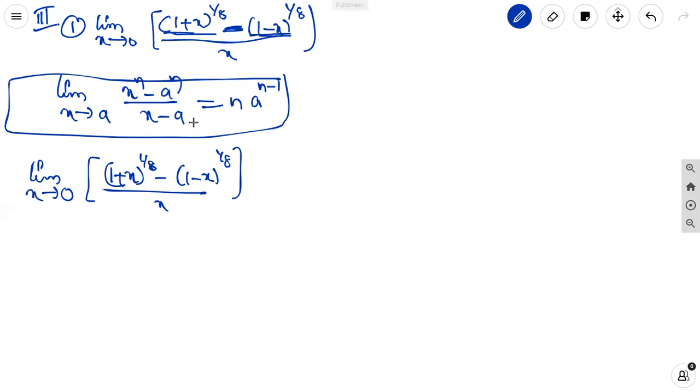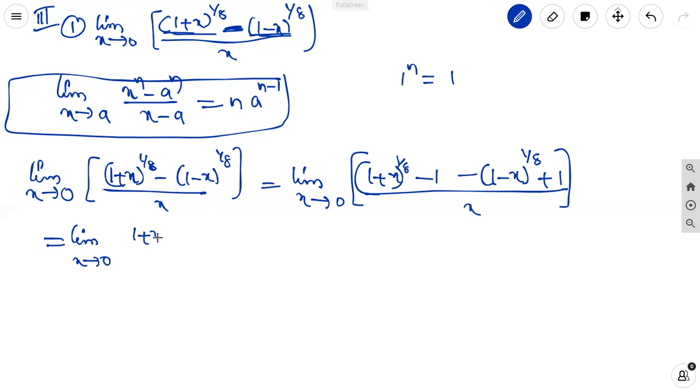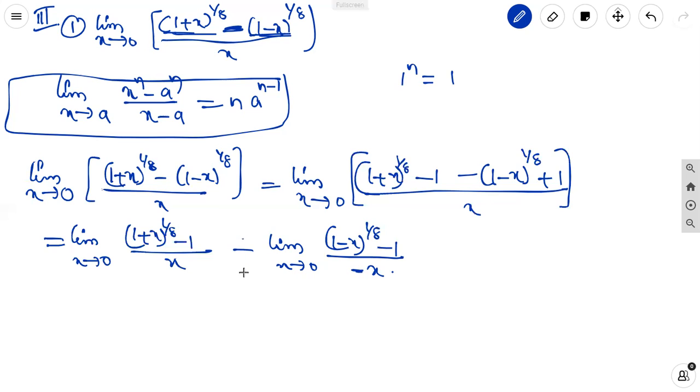Here we can reduce to the suitable form, meaning 1 power n is nothing but 1 only. In that case, we can add and subtract with 1. That is (1 plus x) whole power 1 by 8 minus 1, we add here, minus of (1 minus x) whole power 1 by 8 plus 1 add here, by x. Now we can write separately: limit x tends to 0, [(1 plus x) whole power 1 by 8 minus 1] by x, minus, taking common, limit x tends to 0, [(1 minus x) whole power 1 by 8, minus common means here plus 1 becomes minus 1] by x. If we take minus to the denominator, then here we write plus. Just you can write it as 1 minus 1, then again we are getting plus 1 only.